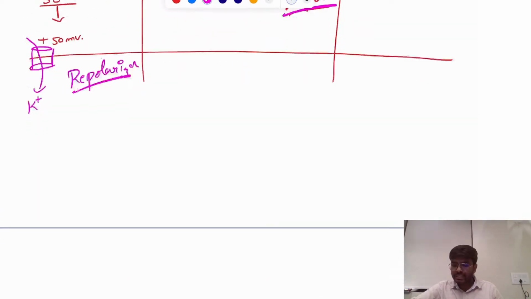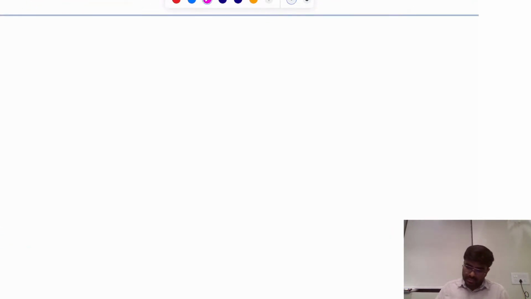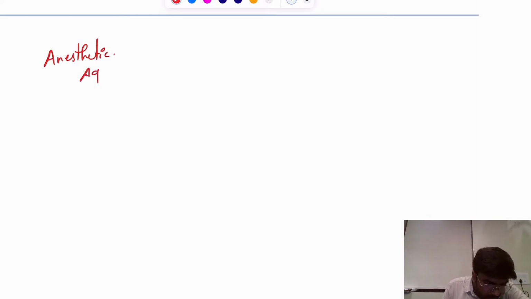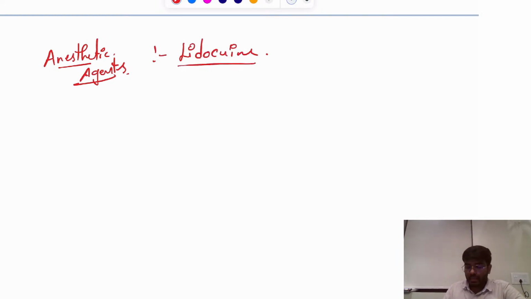Now, what you need to know as a doctor? Have you ever heard about anesthesia? Anesthetic agents. Imagine I have applied an anesthetic agent here. One anesthetic agent is called lidocaine. This anesthetic agent, lidocaine, is going to block the sodium channels. Anesthetic agents, for example lidocaine.